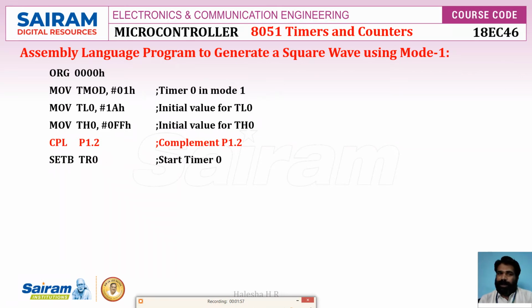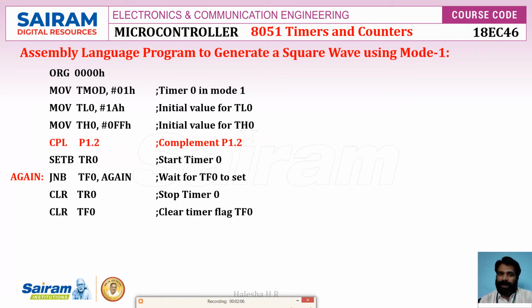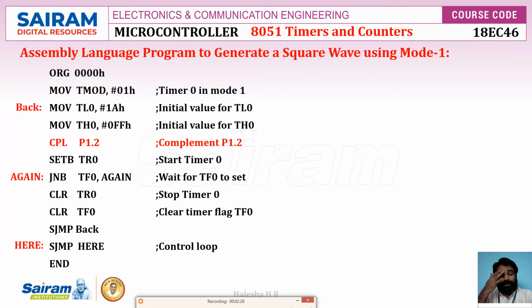Then start the timer, monitor the timer flag, and when it is 1, it comes out of the loop. So stop the timer, clear the flag, and then jump back to load the initial value. Again load the initial value into TL0 and TH0, again complement, start the timer. It repeats, so it generates a square wave. So end with the end of the program. So this is the program to generate a square wave.